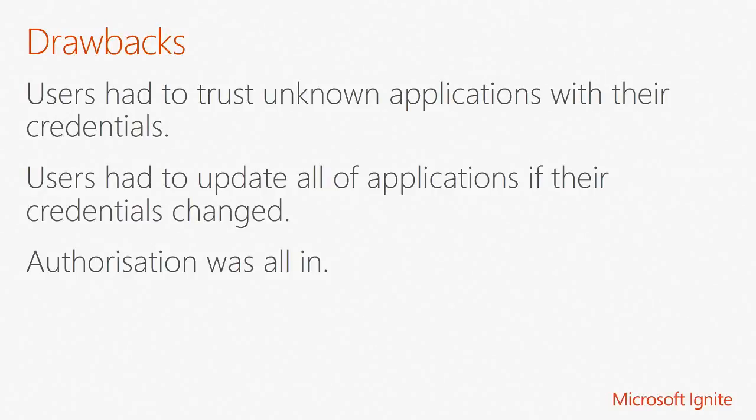So, one, we had to trust unknown applications and websites with our credentials, which is pretty crazy. If we had to go and update anything, if we wanted to change our password, and we've registered now with 15 websites, we've got to go to all those websites and update those passwords. And the last one, authorization was all in. So you give them your credentials, they can do whatever they want. There's no ability to specify roles and permissions and what activities you can do.